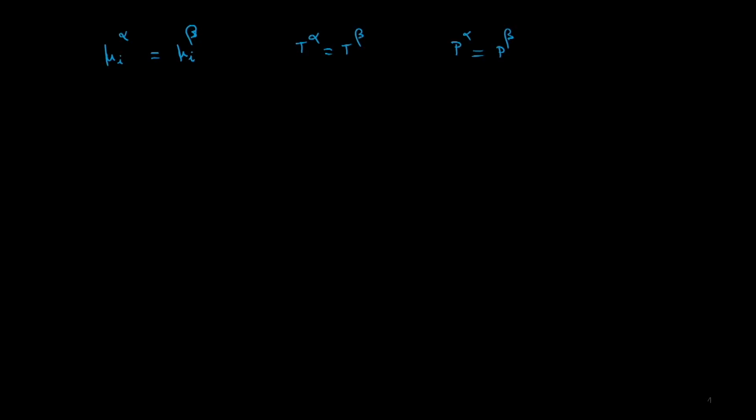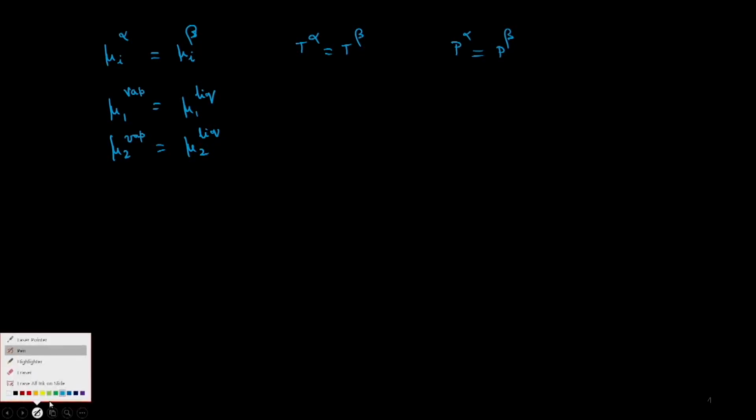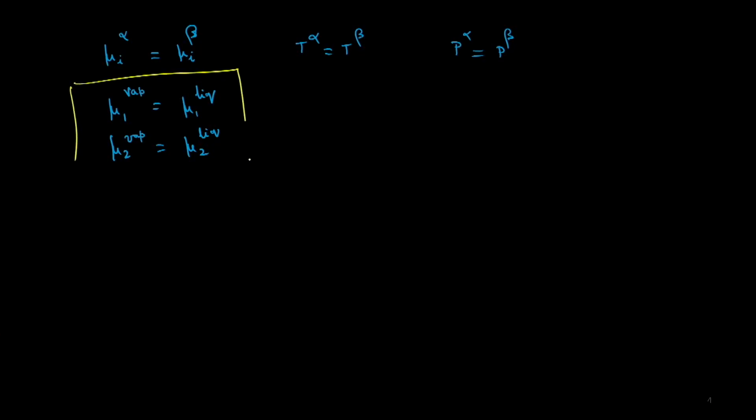Talking about vapor and liquid equilibrium then, if we have two components, then mu1 in the vapor phase should be equal to mu1 in the liquid phase. Mu2 for component 2 in the vapor phase should be equal to mu2 for component 2 in the liquid phase. This is for a binary system of two species in equilibrium, VLE for a binary system.